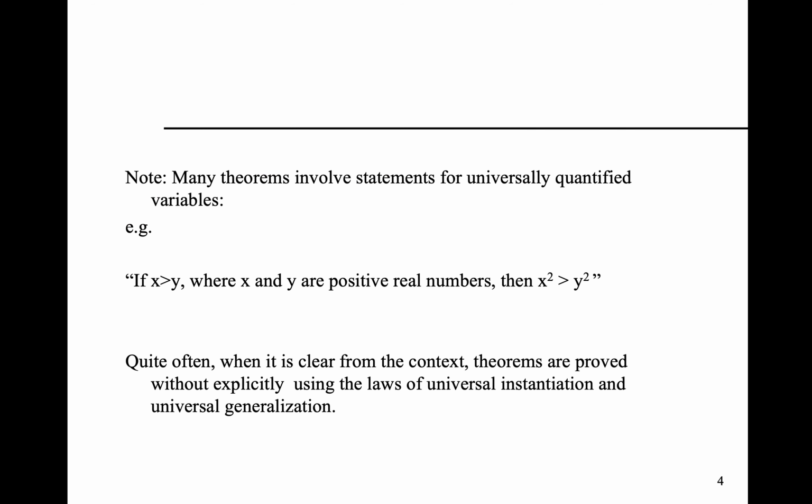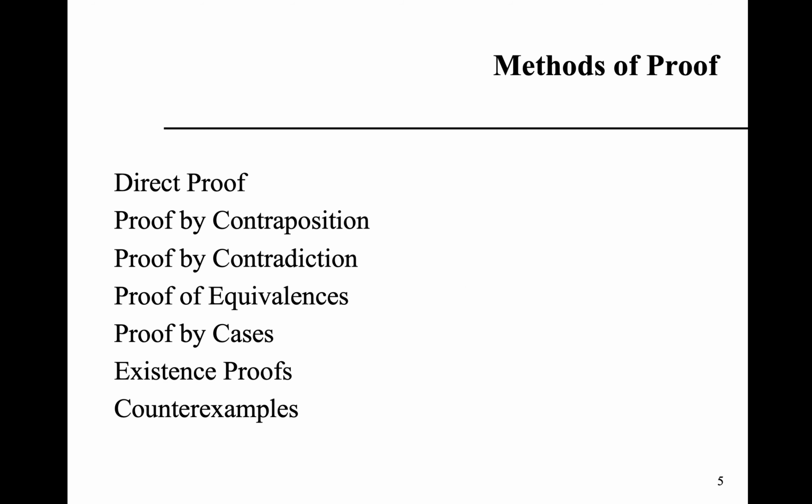So you have different theorems that involve statements for universally quantified variables. So if x is greater than y, where x and y are both positive numbers, then x squared is greater than y squared. We've done this, we've established this quite extensively. So quite often when it's clear, theorems can be proved without explicitly using different laws. You can just use generalization, and you can use instantiation to actually go about with it.